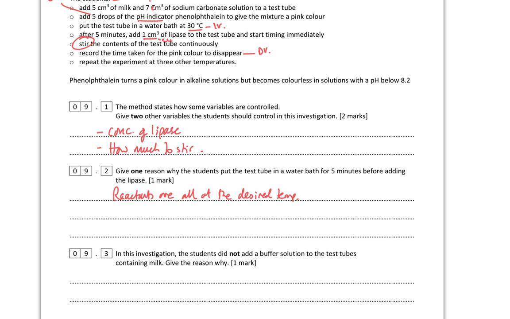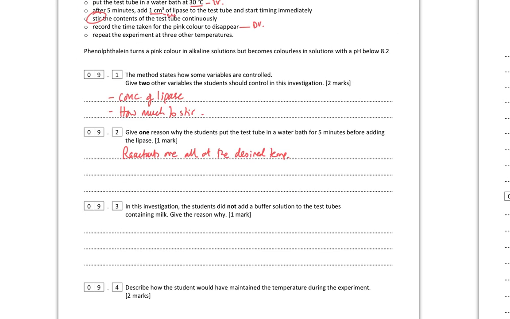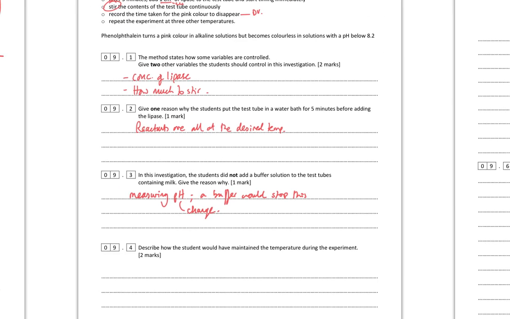That's good. And in this investigation, the student did not add a buffer. Well, buffers control pH. So I don't get a mark for saying buffers control pH. Well, I'm measuring pH change. So that's what I say, that we are measuring pH change; a buffer would stop this. I should put change after that. I did say it, but then didn't write it.